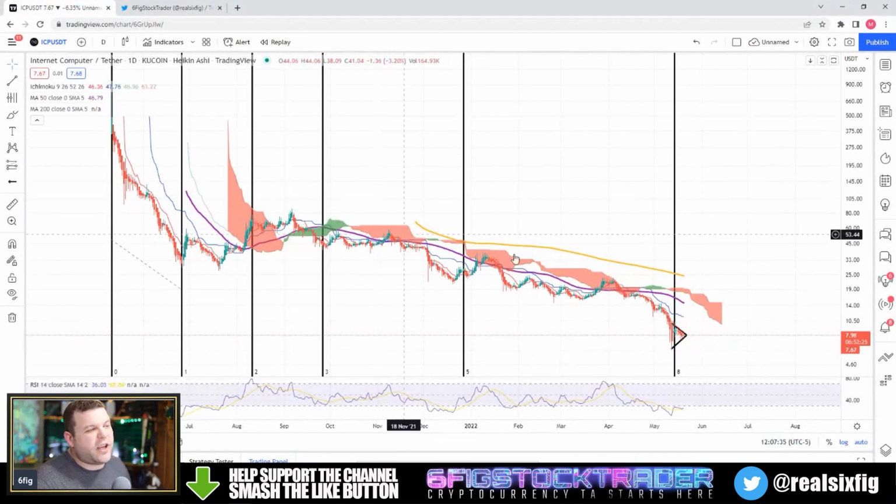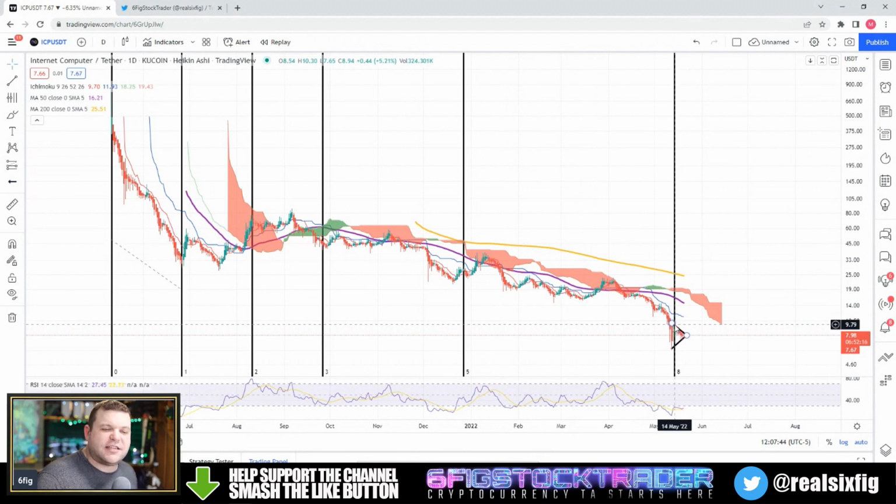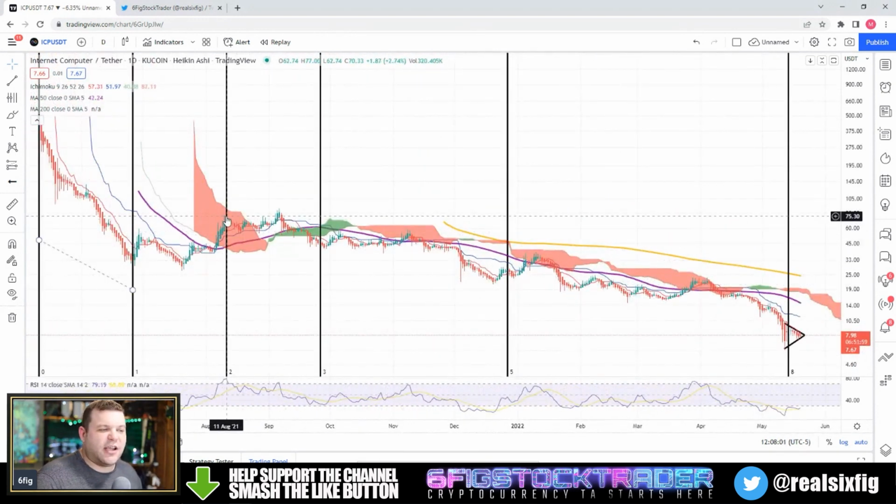So when we go and look at ICP on this daily chart, folks, it is very important that you understand how important this May 14th date was for price action. When we measure from the launch date of ICP back on May 10th, May 11th, down to this first swing low, we can see that Fibonacci time sequence has been extremely accurate at predicting reversals.